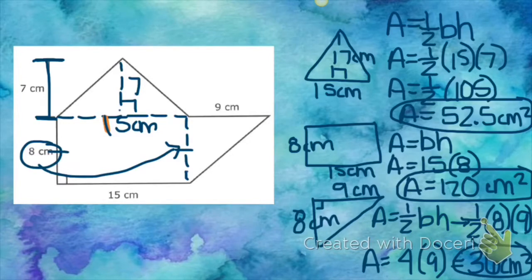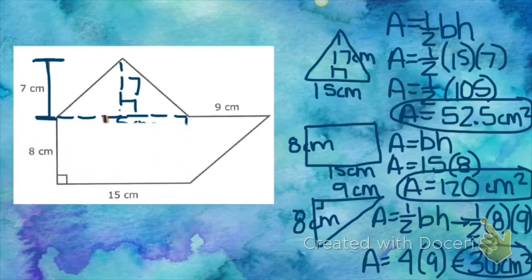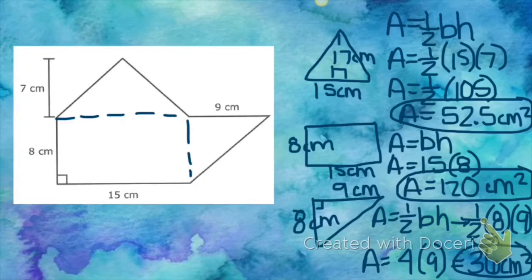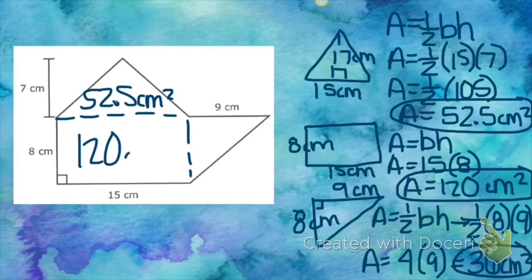Okay, so now I have my 3 areas, and sometimes, if you haven't written all over it the way I have, I actually write those areas in here just so I can visualize it a little better to see what it's talking about. I know this is 52.5 centimeters squared, or 52 5/10. I know my rectangle is 120 centimeters squared. And then this side right triangle is 36 centimeters squared.